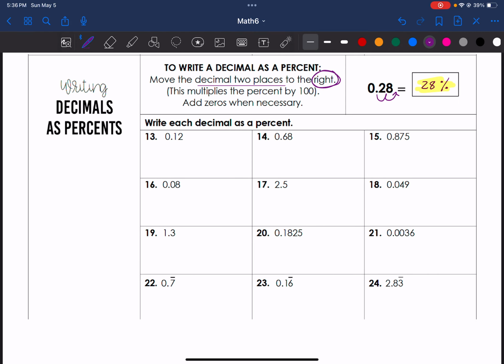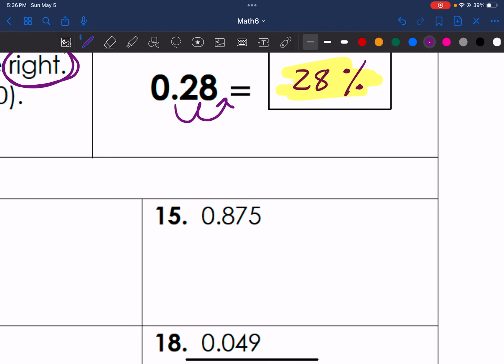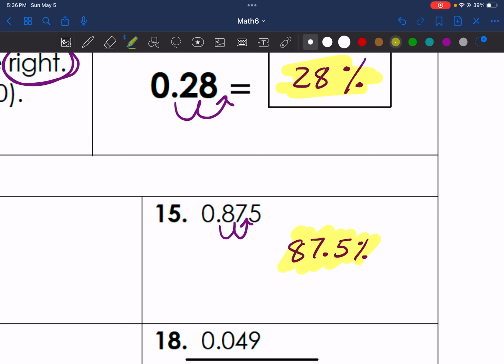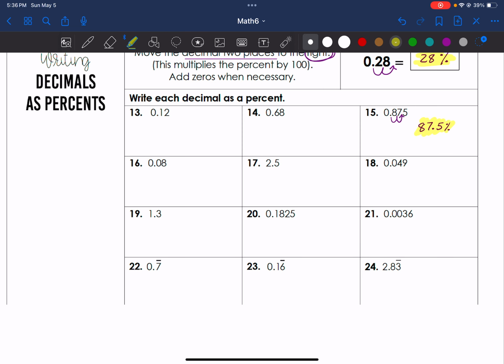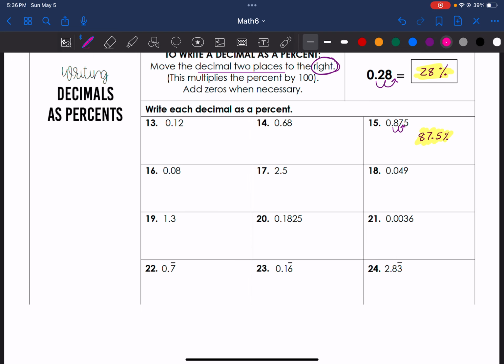Let's also look at number 15 because there's 3 decimal places, but that's okay. Let's multiply by 100 or move it 2 decimal places. So we get 87.5%. That is the answer. Sometimes you might still end up with decimals in your answer, and that's okay too. You want to include all the information. You're not taking away anything. You're just taking the number and multiplying it by 100. Go ahead and practice on this page by pausing the video.